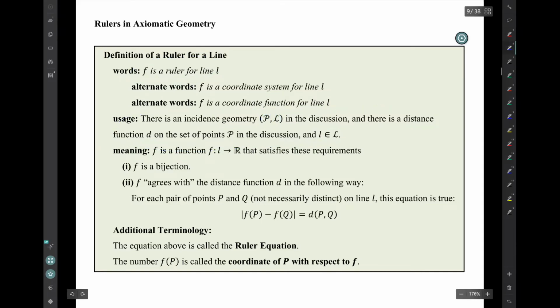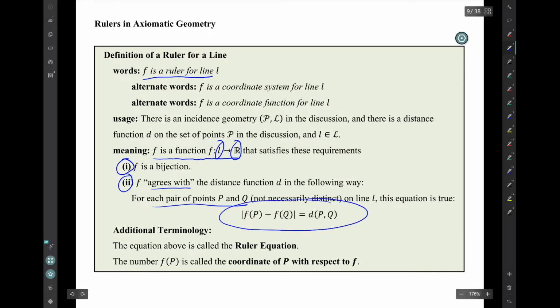But what does it mean? What do those words, F is a ruler for line L, mean? Well, they mean this. F is a bijection from L to the set of real numbers. So it eats as input a point on line L and spits out as output a real number. And the function f has to satisfy these requirements. F has to be a bijection, and f has to agree with the distance function d in the following way. For each pair of points P and Q, not necessarily distinct, on that line, this equation has to be true.